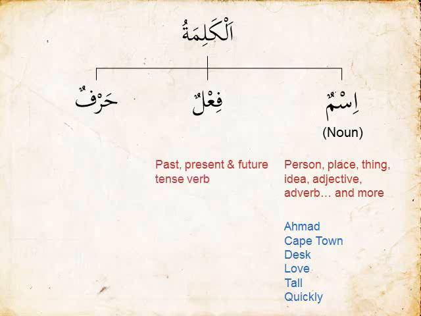The word fi'lun is a verb, a doing word, an action word, and the verb can be past tense, present tense, or future tense. For example, he ate, a past tense verb, that is fi'lun. She is reading, a present tense verb, fi'lun. You will study, a future tense verb, fi'lun.